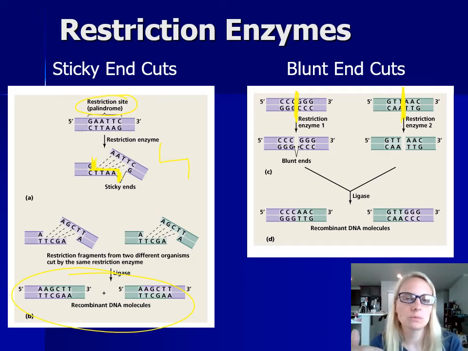And so you could use different restriction enzymes and use your ligase and seal those together. You can actually seal the greens and the purples, even though you used two different enzymes, because they had blunt edges, so they were able to fit together.